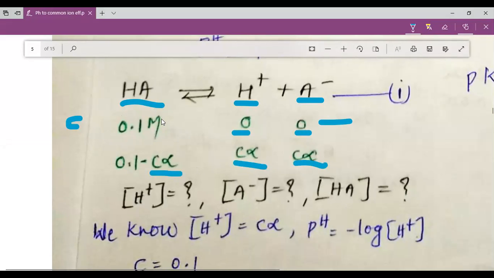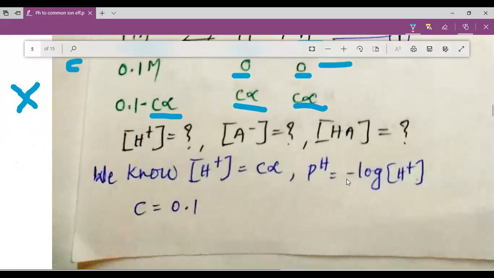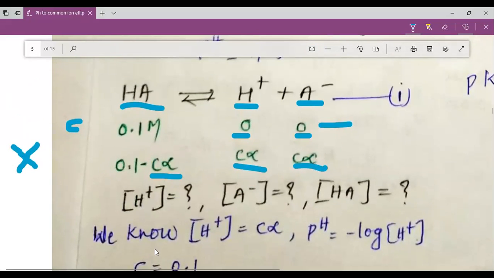So we can write 0.01 minus C alpha for the reactant, and for the products we get C alpha and C alpha. In some cases, you can just take X instead of C alpha. So instead of C alpha, you can write X, but I have written C alpha. You consider it as one letter, and we can solve it. Now we want to find out the concentration of H plus, that is, we want to find out the value of C alpha.